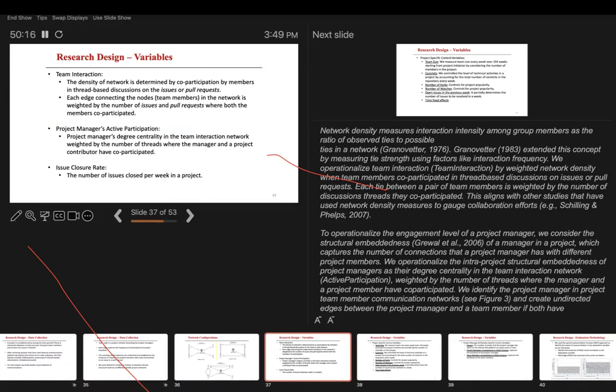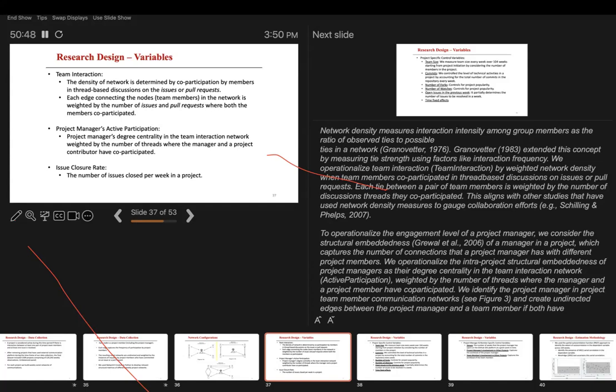Network interaction is the density of co-participation on a specific issue that 2 people are commenting on. That's our team interaction. Each edge connecting nodes in the network is weighted by the number of issues and pull requests where 2 members have co-participated. It's the same issue on which 2 people are co-participating, and we are looking at whether it was closed or not, because the outcome variable is whether they close that issue after all this is going on.